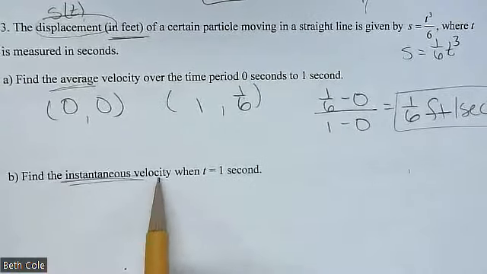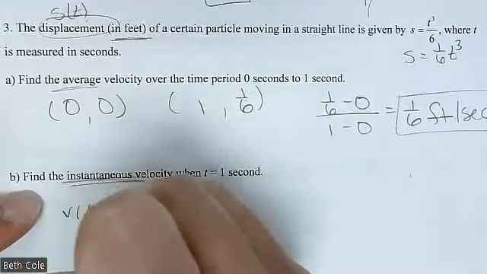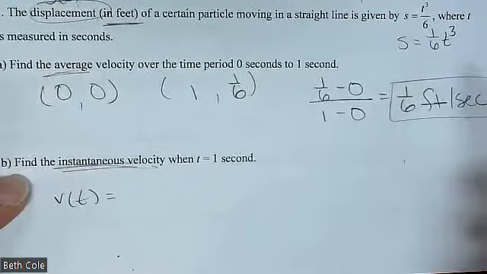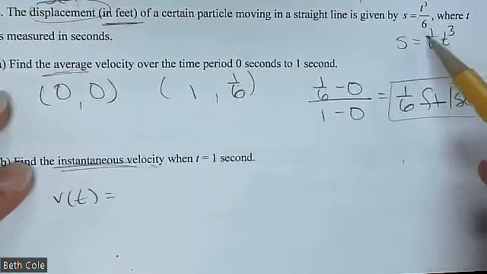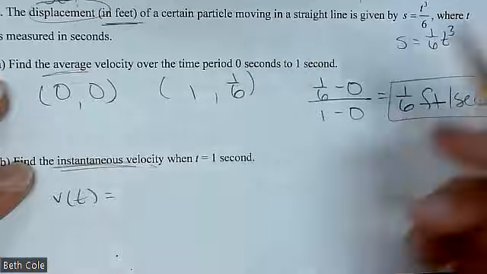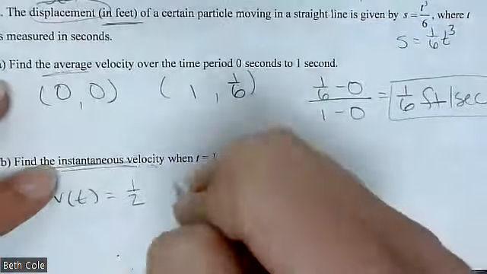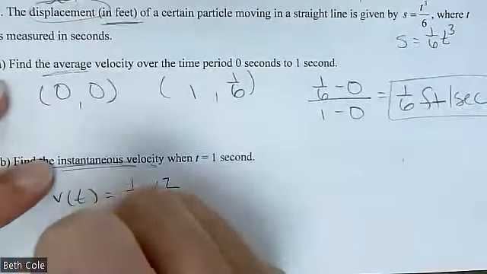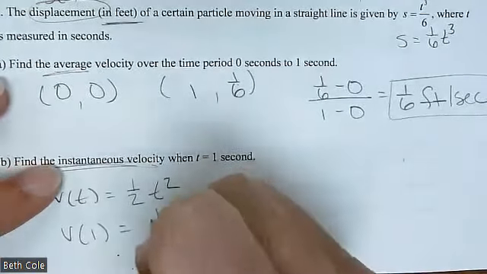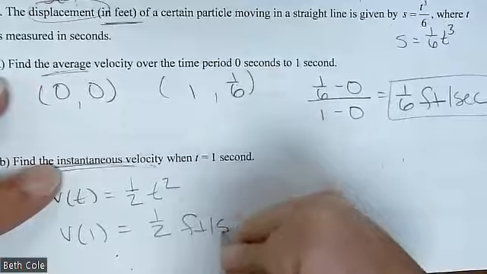Now, instantaneous velocity means you need to actually get a velocity equation. That's where you do calculus, where we actually take a derivative. And this is where I think it's useful to have that written as 1/6 out front. If you bring this 3 down, it becomes 3/6. Good. (1/2)t², good. And then we're going to plug in 1, which would give you 1/2 feet per second.